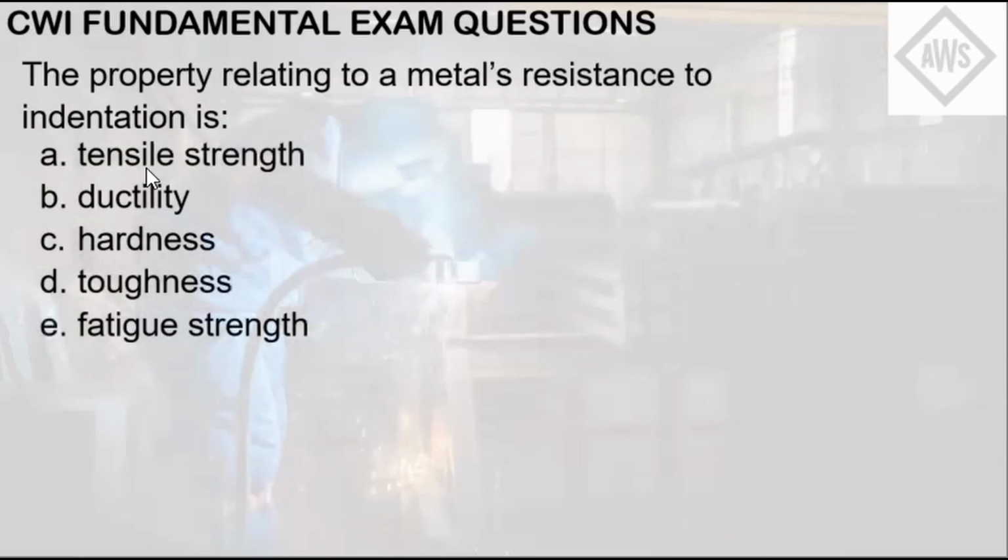Tensile strength is the capacity of the material to resist a force normal or perpendicular to its cross-section. Ductility refers to the ability of the metal to be elongated without breaking. Toughness is the resistance of the material against impact, and fatigue strength refers to the capacity of the material to withstand repeated loads. So the answer here is hardness. It is the property relating to the material's resistance to indentation. So the answer here is letter C.